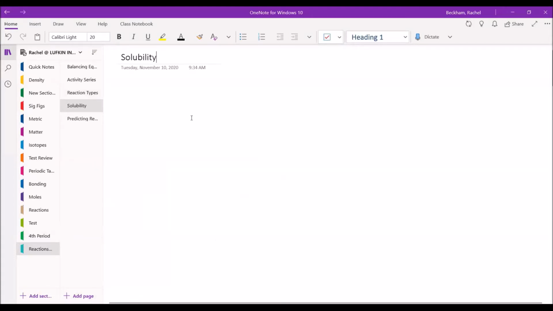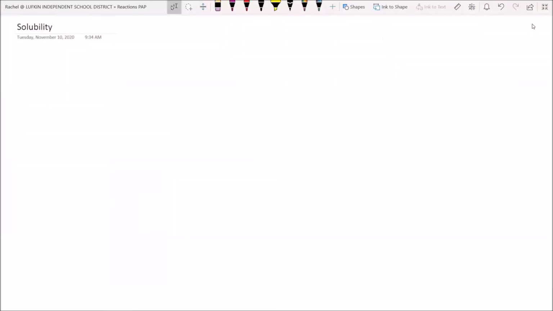Solubility. Okay, so I'm just going to do problem number 1 with you guys from the lab today. I'm just going to write it out up here first. This is combining all that we've been learning on predicting reactions with solubility rules. So you also need that solubility chart posted on that November 9th assignment. So on number 1, we've got this right here.